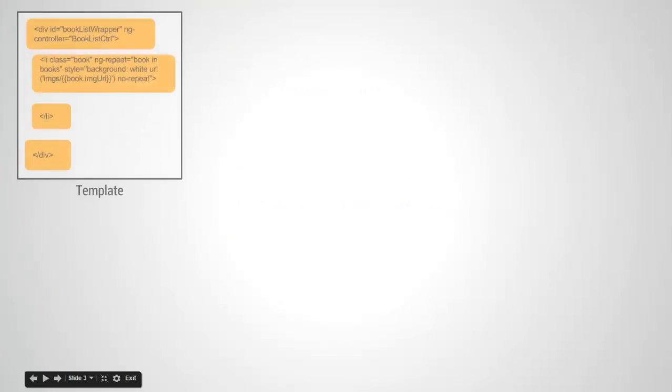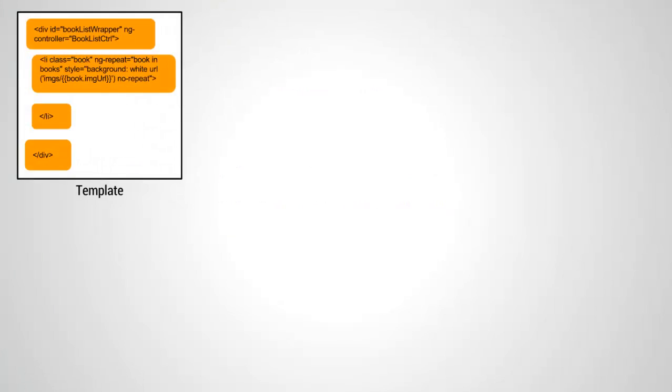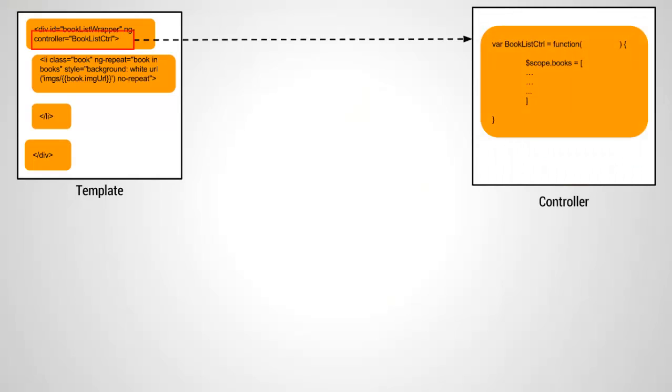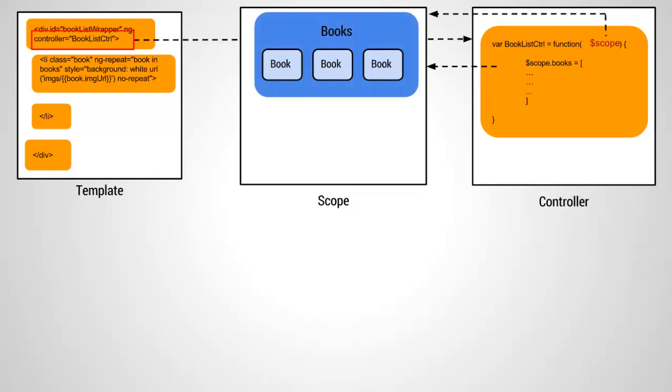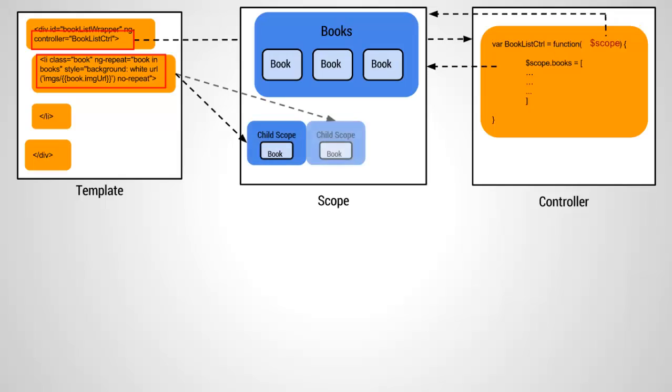Okay, so now let's go through the compilation process of this template. We know when Angular sees the ng-controller directive, it creates the controller object along with the $scope object as a dependency. The real magic starts with the ngRepeat directive. When Angular compiles the ngRepeat directive, it creates a new child scope object for each repeated template.